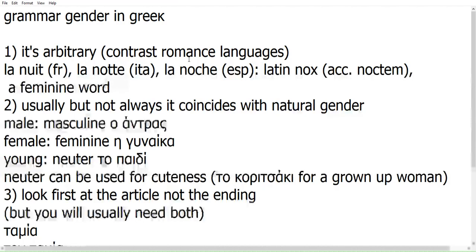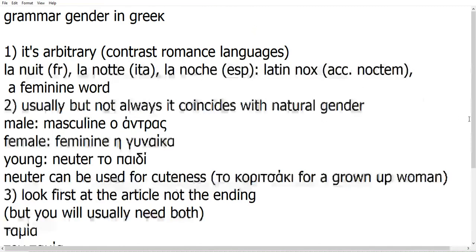Now, when it comes to tips about finding the gender of a word, my first tip would be, especially if you have a written text where you can spend time looking at the text rather than listening to people, look at the article. The article usually helps you more than the ending. But even then, you usually have to combine information from the article and the ending to find the gender.